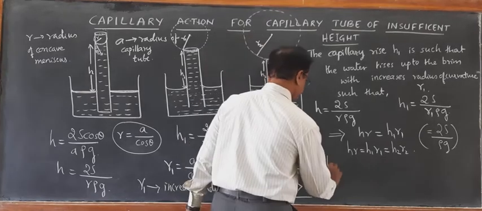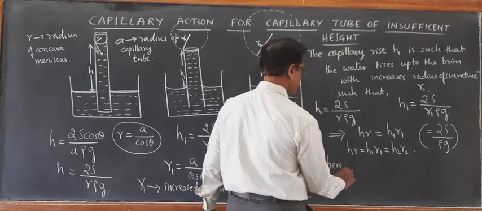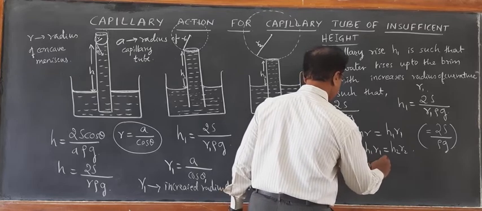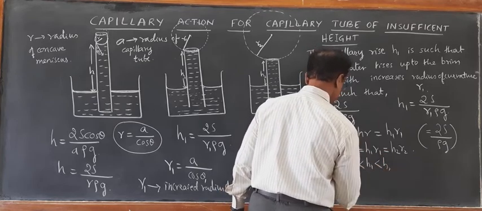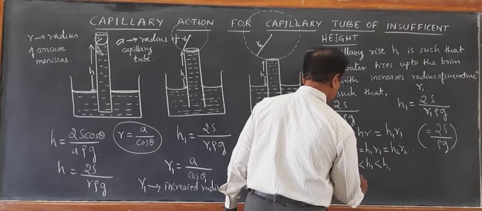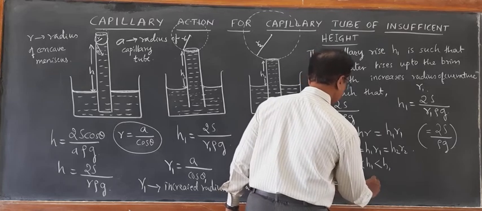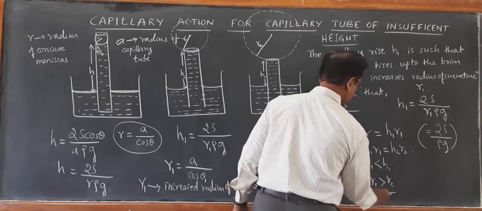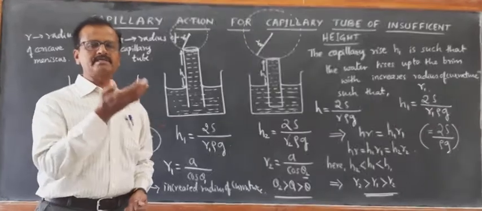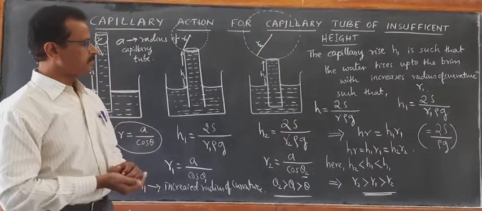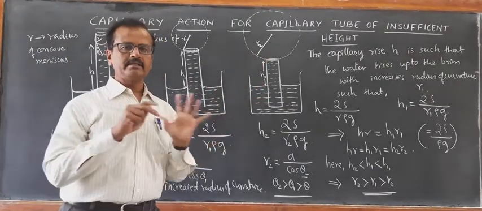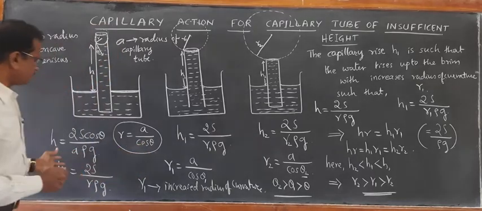Here h2 is less than h1, h1 is less than h. This implies r2 is greater than r1, r1 is greater than r. So just the radius of curvature of the concave meniscus increases, and then the liquid flows up to that level, and then it stops. I think we got the point.